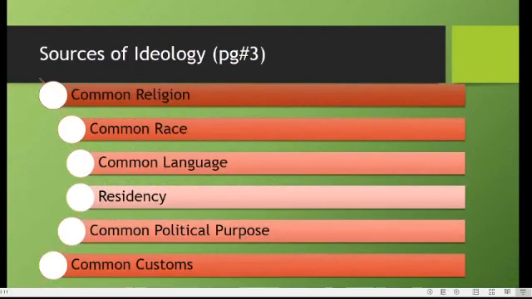So now, what are the sources of ideology? What are those elements which lead to the formation of an ideology among the people? The first is the common religion. We need a common religion to form an ideology. Now, religion is not just about worshipping. It has a profound impact on the whole life of a human being.